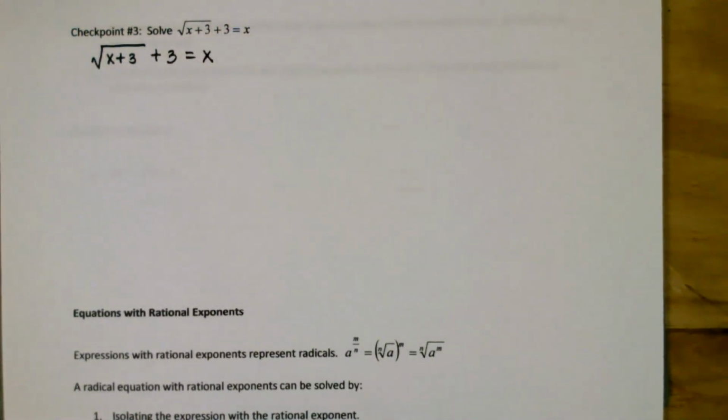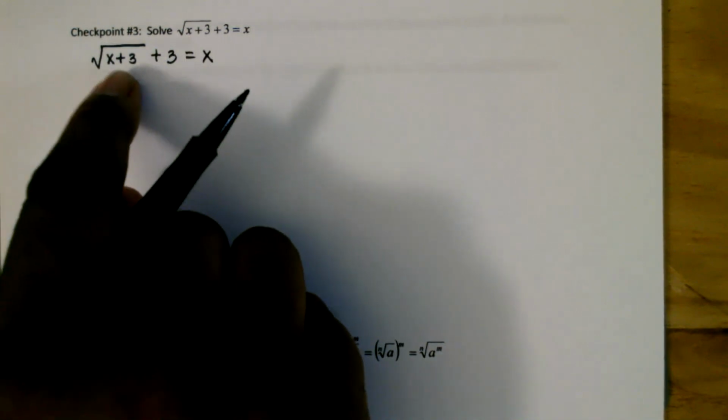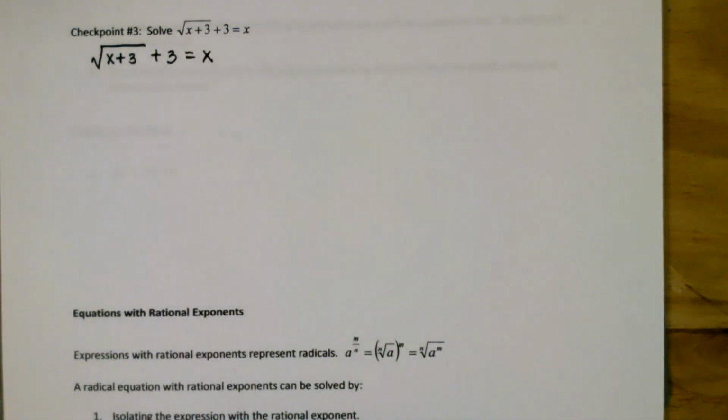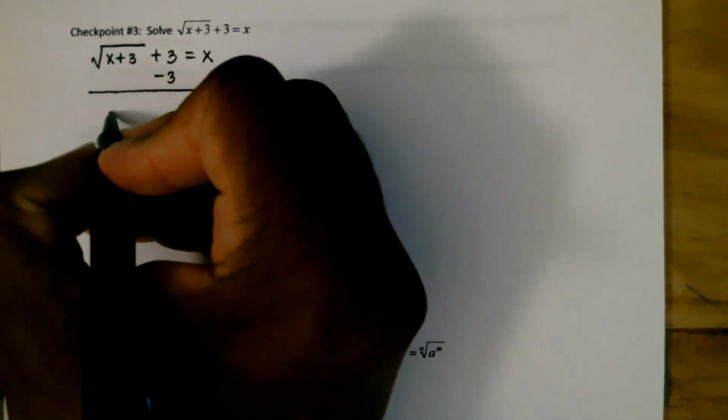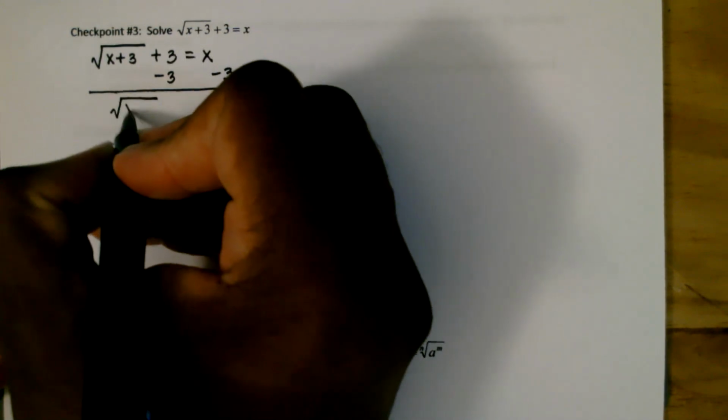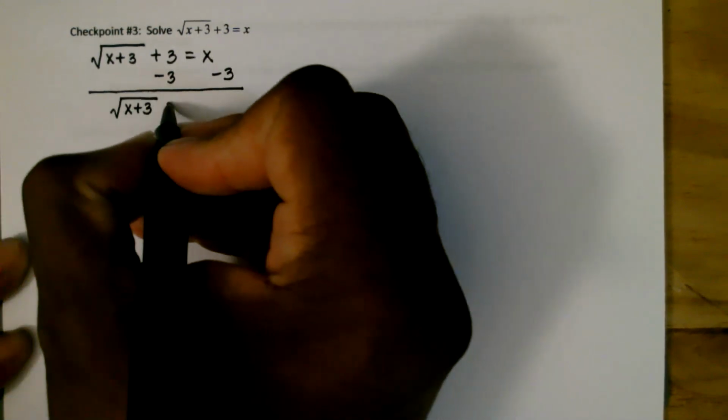Okay, so here I'm going to write this out, but I first have to get that square root of x plus 3 by itself before I do anything. Here I'm adding 3, so I need to subtract 3 on both sides. So that means I have the square root of x plus 3, and that's equal to x minus 3.